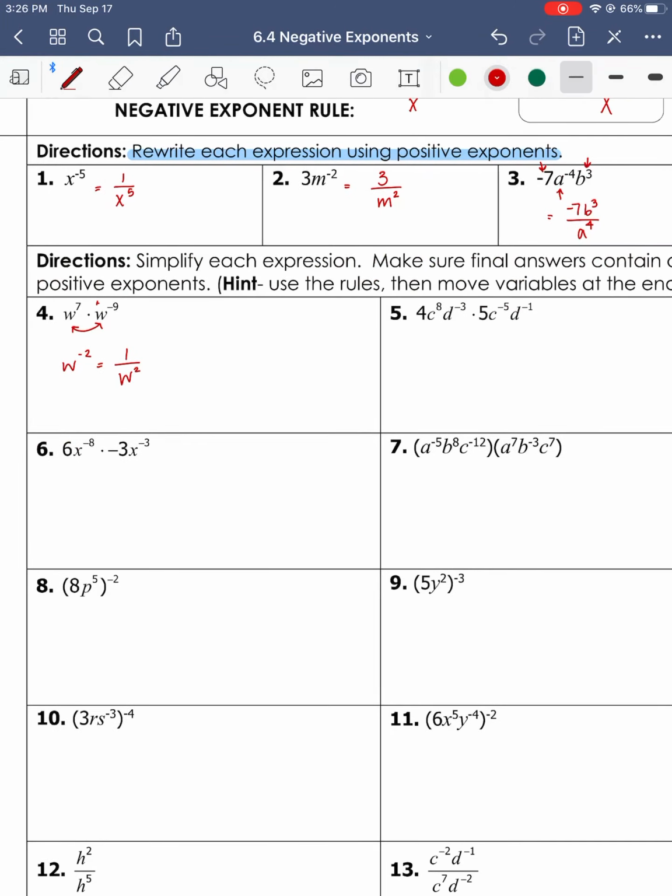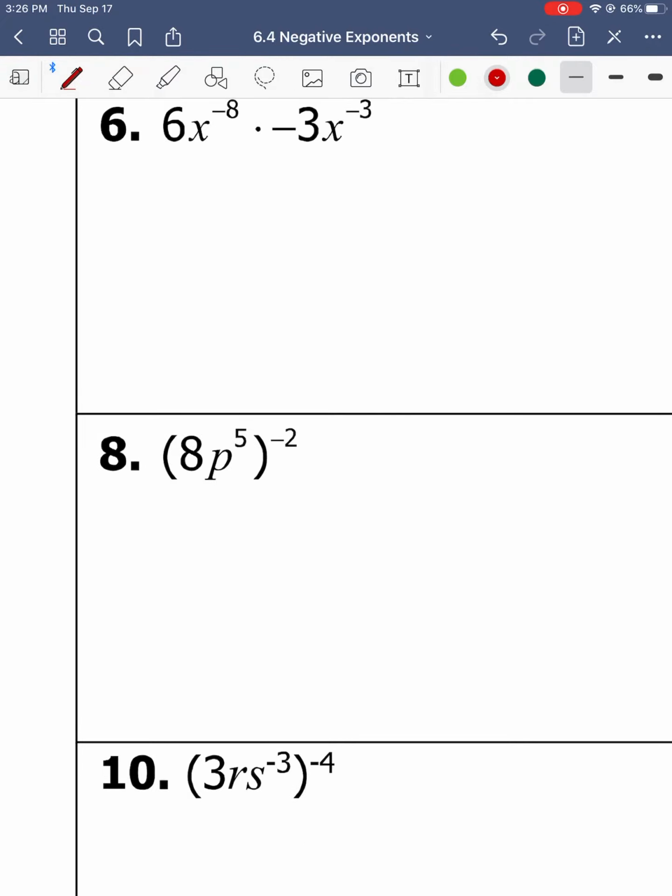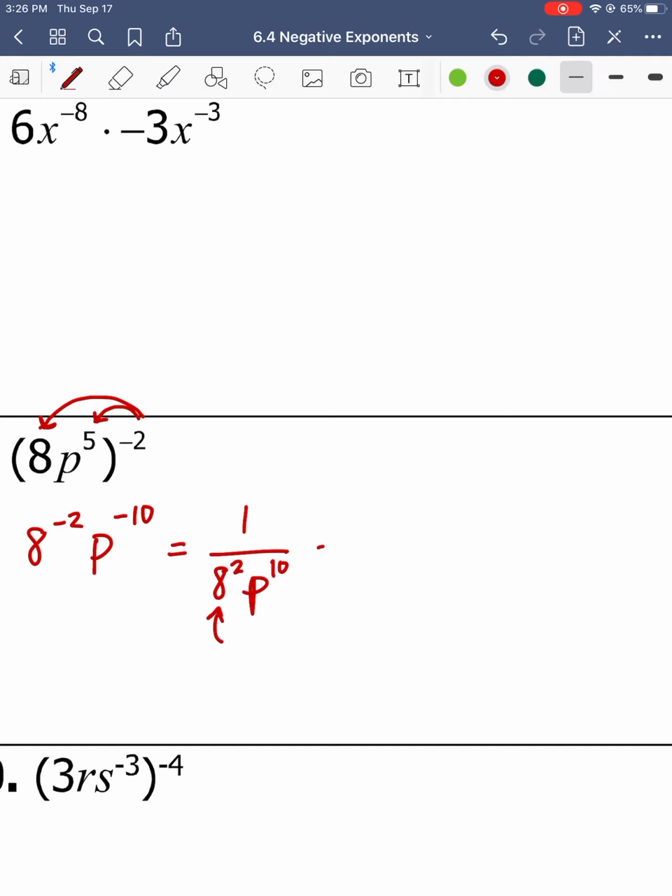So it looks like these are all multiplying. Let's do a power of a power. Since we have this exponent on the outside, we're going to be multiplying these together and applying it to both those terms. So we're going to have 8 to the negative 2, p to the negative 10. Since these are both negative, we're going to pop them into the denominator here: 8 squared, p to the positive 10. We're going to put 1 in the numerator, and then we're going to simplify this because we do know what 8 squared is equal to. So this is 1 over 64 times p to the 10th.